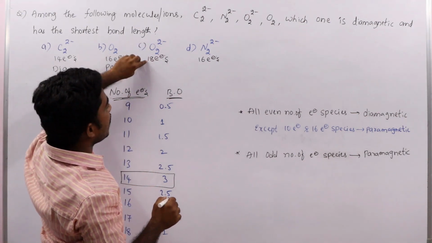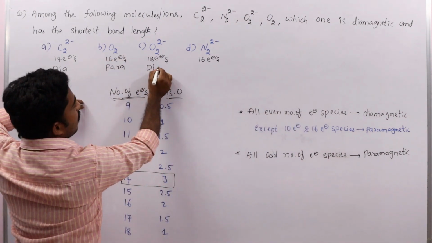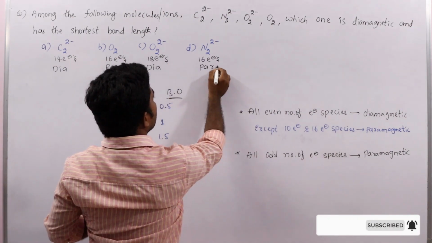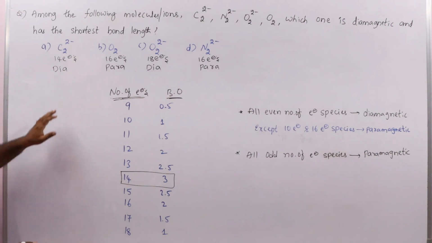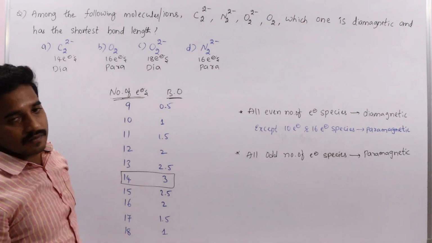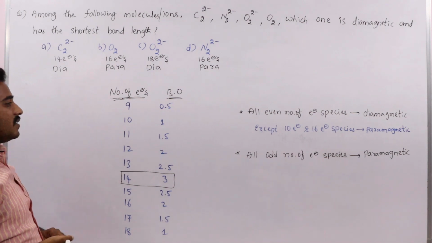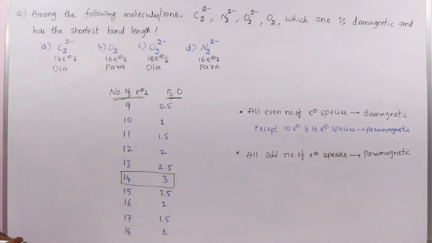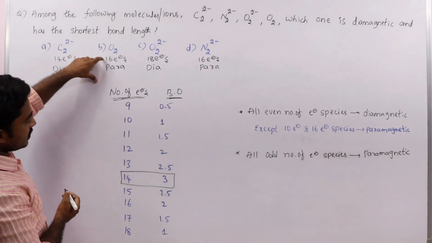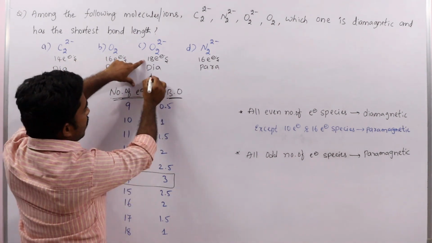Next, O2 2 minus, 18 electrons, an even number species, diamagnetic. Next, here 16 electrons, this is paramagnetic. So how many diamagnetic species came here? Two: one is C2 2 minus, one is O2 2 minus. Then we have to find the shortest bond length. To find the bond length, compulsorily we have to know the bond order first. The 14 electron species has bond order 3, the 16 electron species has bond order 2, and the 18 electron species has bond order 1.